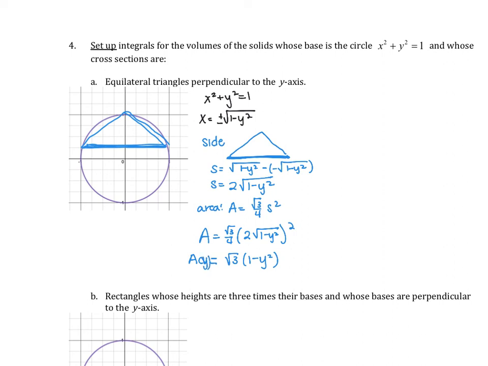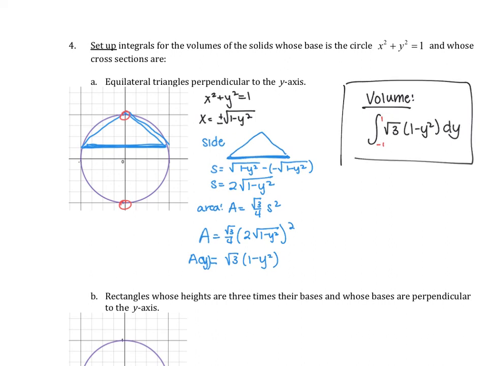Okay, so now let's write an expression for the volume. Since it's with respect to y, I know I need to use dy as my infinitely small width for the shape. But what about my bounds of integration? Well, I'm on the y-axis, so I need to go from this y to this y. So my bounds of integration are going to be from -1 to 1. And since the question just asked me to set this up, we are done.